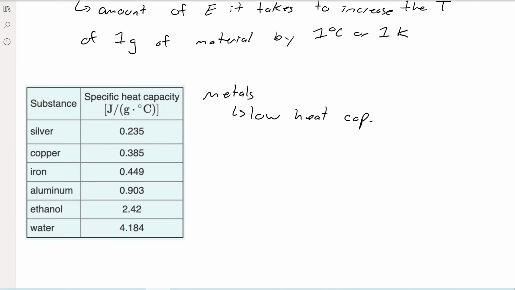And that makes sense, right? If you leave some piece of metal out in the sun, it's going to get hot really quick. And as soon as you touch that metal, it's really hot. But the ground next to it isn't as hot, right? And that's because metal has a low heat capacity. It's very easy for it to change in temperature.